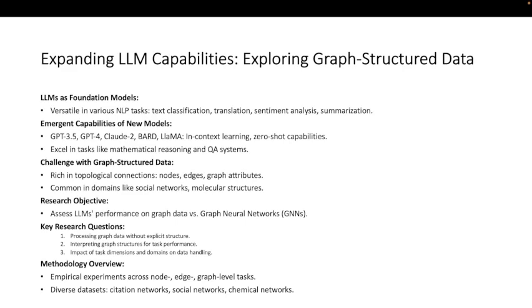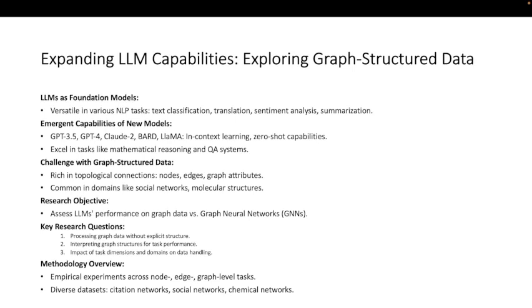However, the conversation about LLMs has predominantly centered around their applications in processing sequential text-based data. The real challenge arises when these models are applied to graph structured data. Graphs, which are prevalent in many domains such as social networks, knowledge graphs, molecular structures, and transportation networks, offer a different kind of complexity. Unlike sequential data, graphs contain rich topological connections between entities, along with node, edge, and graph attributes that need to be modeled.